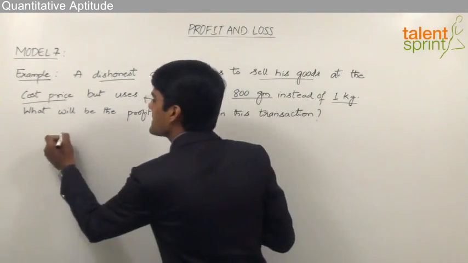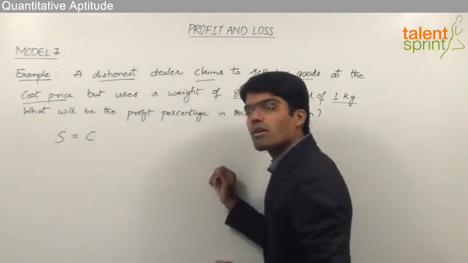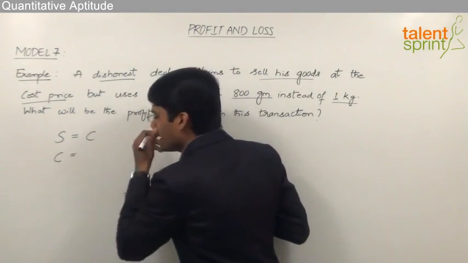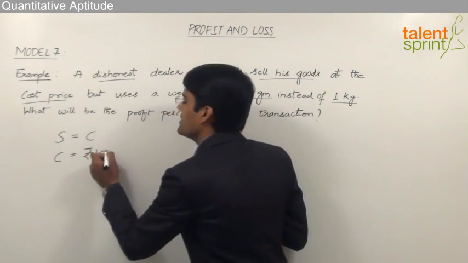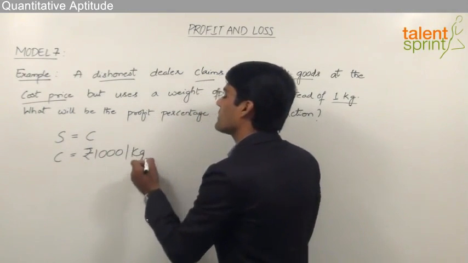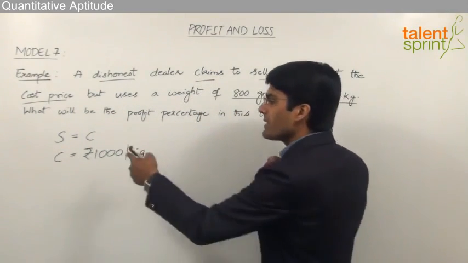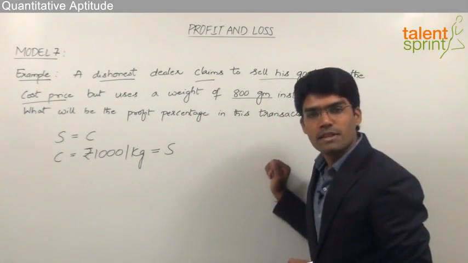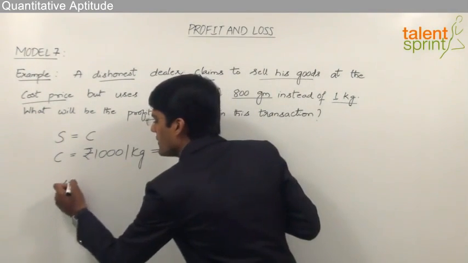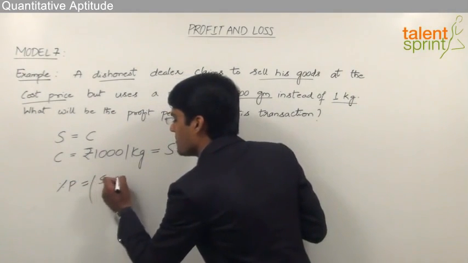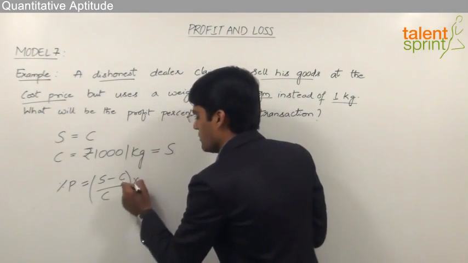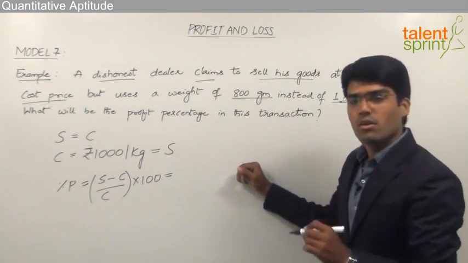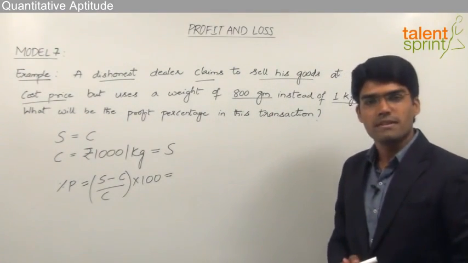As given in the question, selling price is equal to the cost price. Let us assume that the cost price of the item here is 1000 rupees per kg. That means 1000 rupees for 1000 grams. If cost price is 1000 rupees per kg, selling price should also be equal to 1000 rupees per kg. And we know that profit percentage can be taken as (S minus C) by C into 100. So let us substitute the selling price and the cost price and find out the profit percentage.